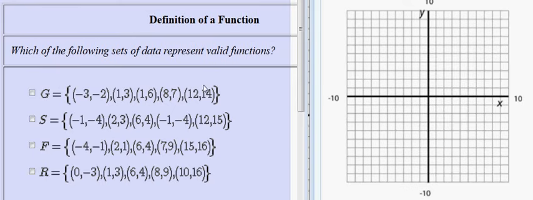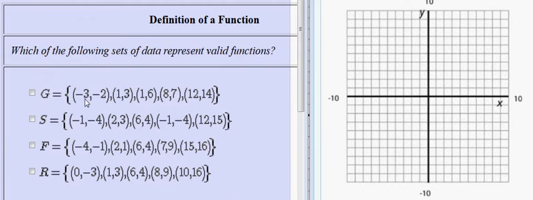In this problem, we're given 4 sets of data and we're asked which of the following sets of data represent valid functions. The definition of a function is that every input have exactly one output, meaning it can't have more than one. Let's look at this relation g. Is relation g a function?